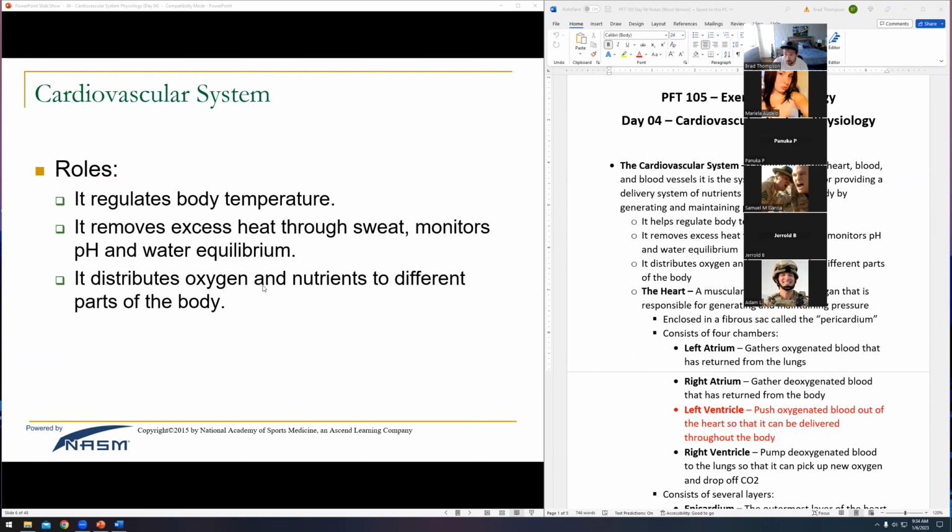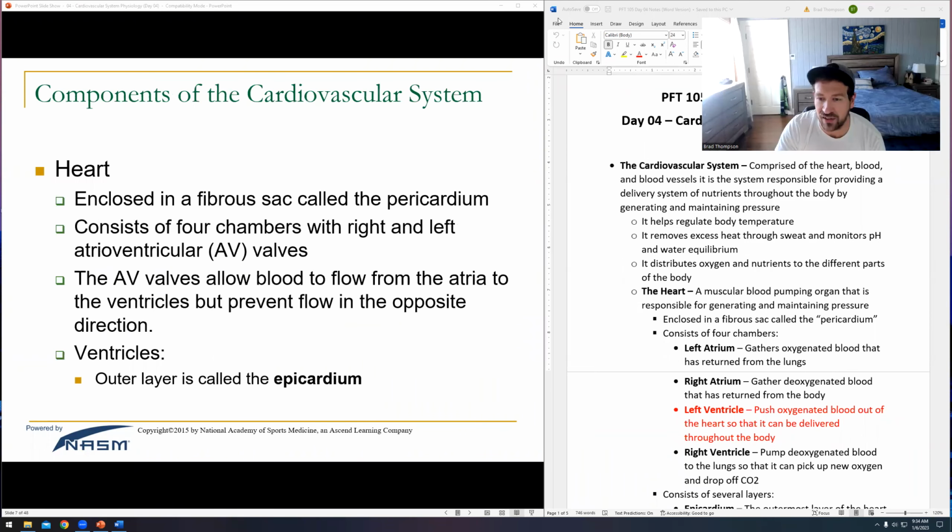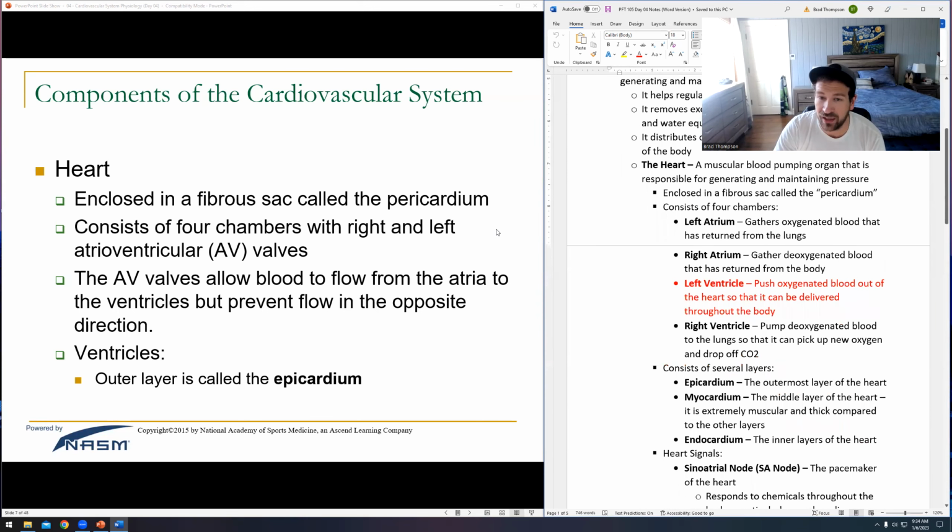But it's also the more important part that we're talking about today, distributing oxygen and nutrients to the various different parts of the body, right? So when we talk about the cardiovascular system, we want to make sure that we know what pieces we are talking about. Your cardiovascular system as a whole is going to be your heart, that's powering the entire thing, your blood, and all of your blood vessels. So those three things together are what make up that overall system, right? So it's the heart, blood, and blood vessels. And it's providing a delivery system of nutrients throughout the body, right? So we're going to get into the heart's anatomy.